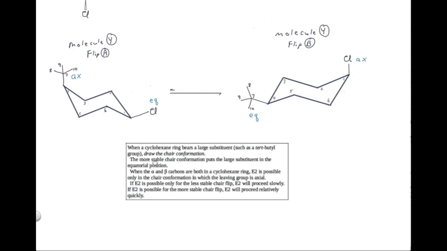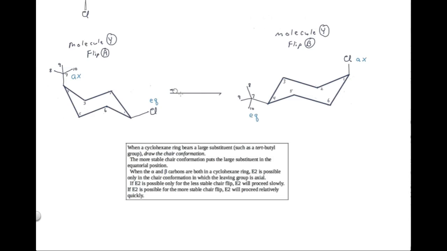Using this guideline, the more stable chair conformation is the one that puts the large substituent in the equatorial position. So this is an unstable chair flip because here the large tert-butyl group is axial. And this is a more stable chair flip because here the large tert-butyl group is equatorial. Remember that this large group will face less steric hindrance when it's in the equatorial position.